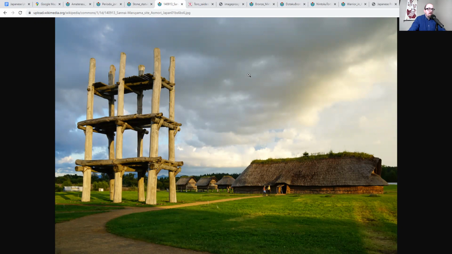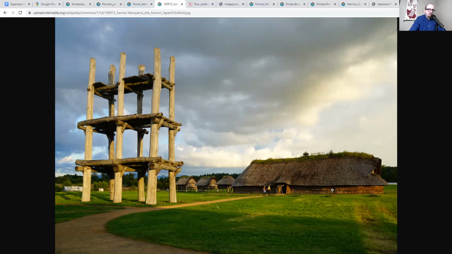Now, the Jomon are generally thought of as hunter-gatherers, but there are some indications that they practiced agriculture, and agriculture generally requires one to be at least somewhat sedentary. This is a reconstruction from Sannai Maruyama, which is in Aomori in Japan. Here we have a crude watchtower structure. We see what looks almost like a Viking longhouse, although this has a thatched roof, essentially branches lined up right next to each other.